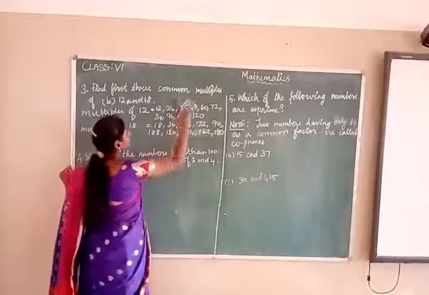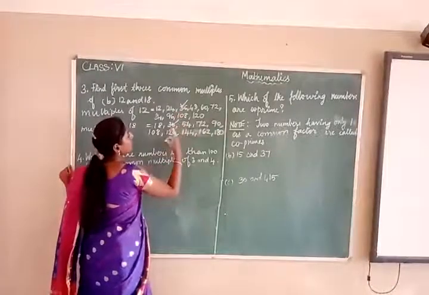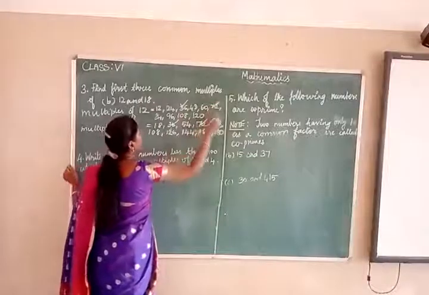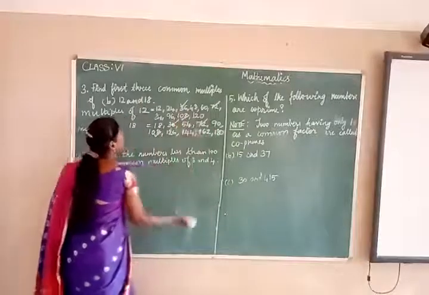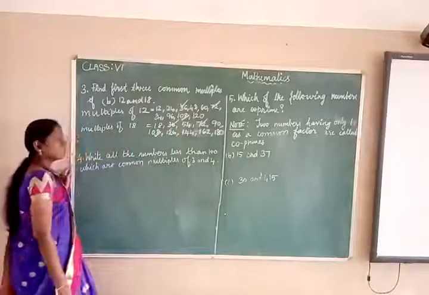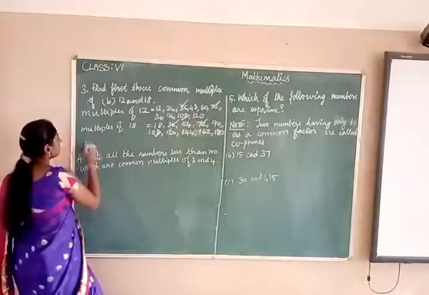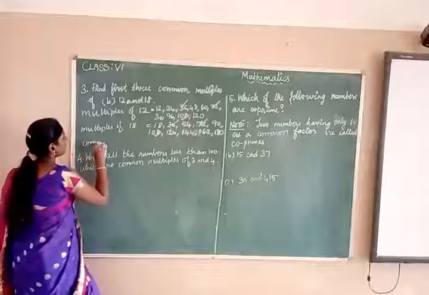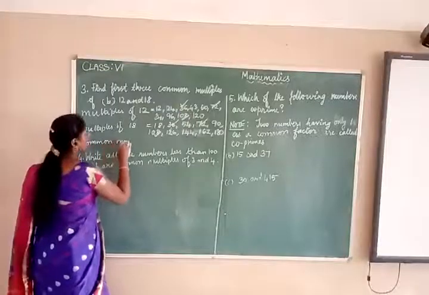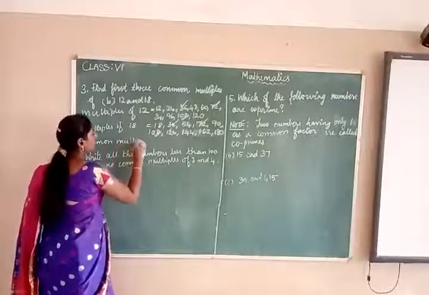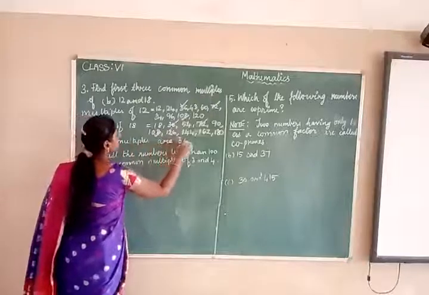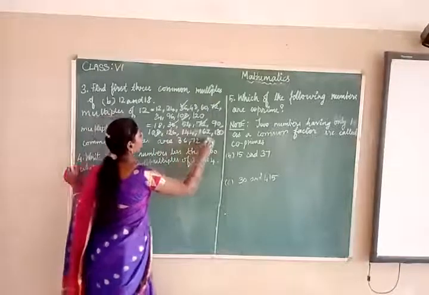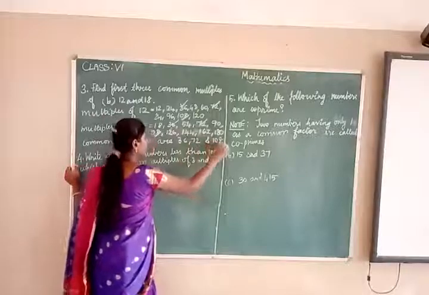Now see what is common here. 36 is common. Then what is common? 72 is common. Then 108 is common. So these are the first three common multiples of 12 and 18. So common multiples are 36, 72 and 108. Clear?